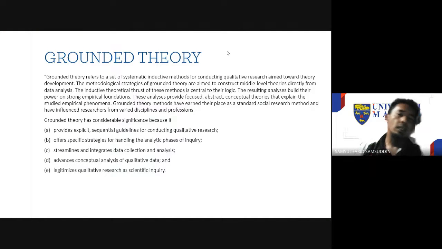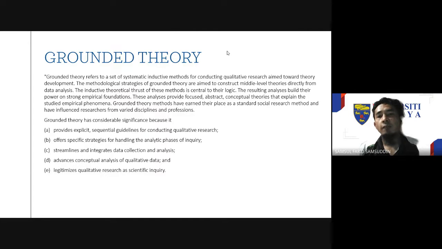Okay, grounded theory. Grounded theory refers to a systematic inductive method for conducting qualitative research aimed toward theory development, and the methodological strategies of grounded theory are aimed to construct middle level theories directly from data analysis. The inductive theoretical thrust of this method is central to its logic. The resulting analyses build their power on strong empirical foundations. These analyses provide focused, abstract conceptual theories that explain the study's empirical phenomena.